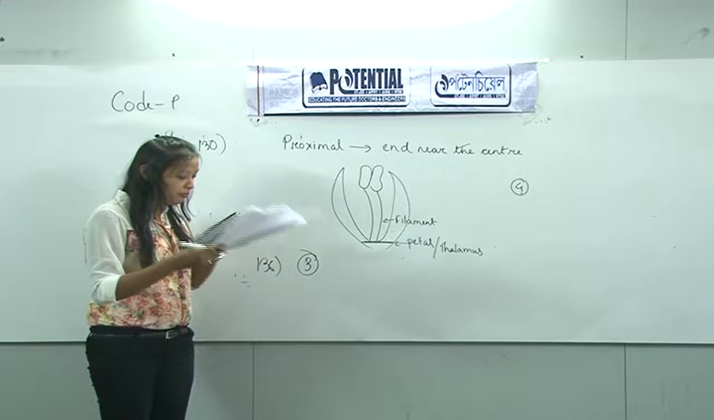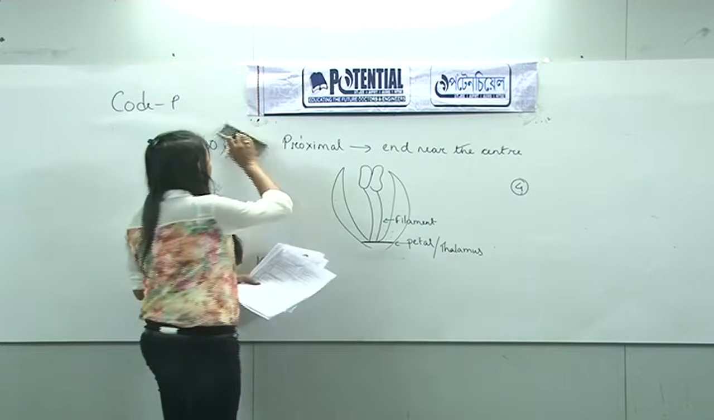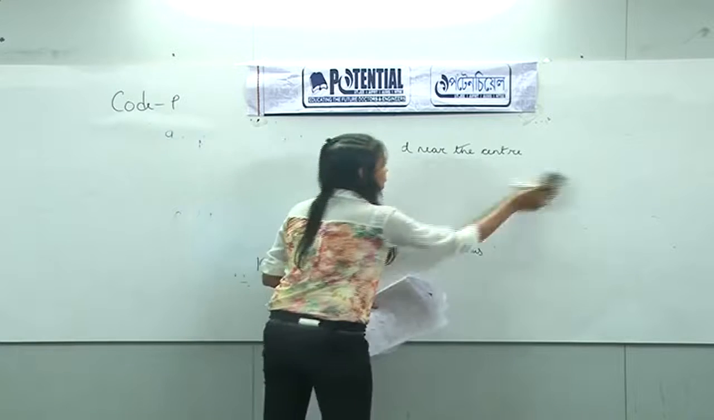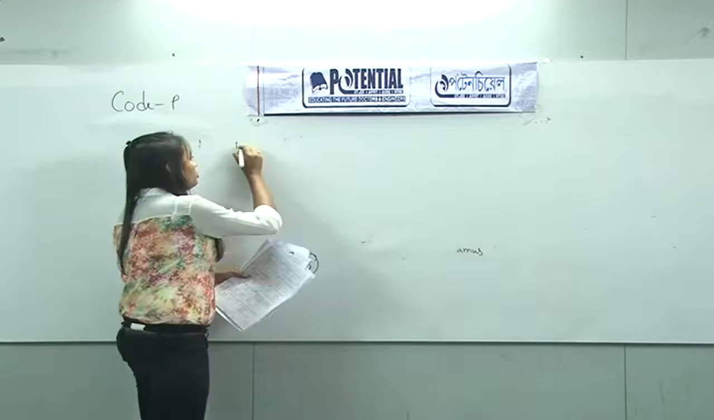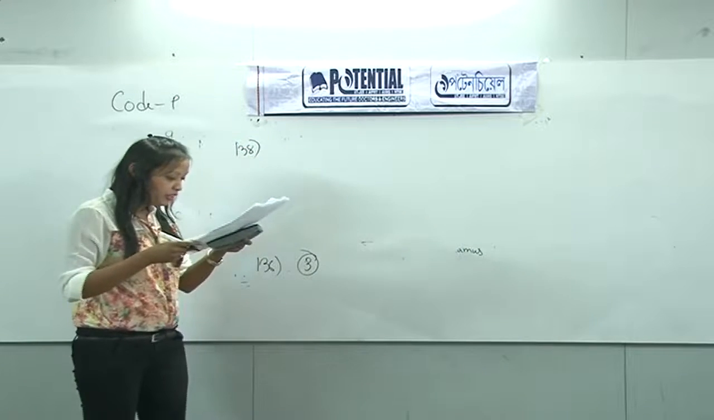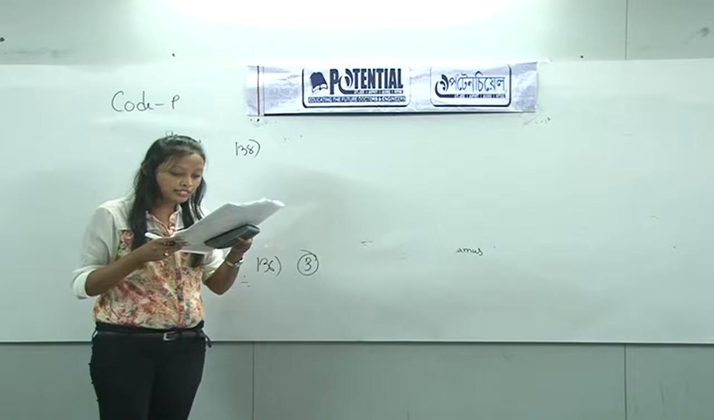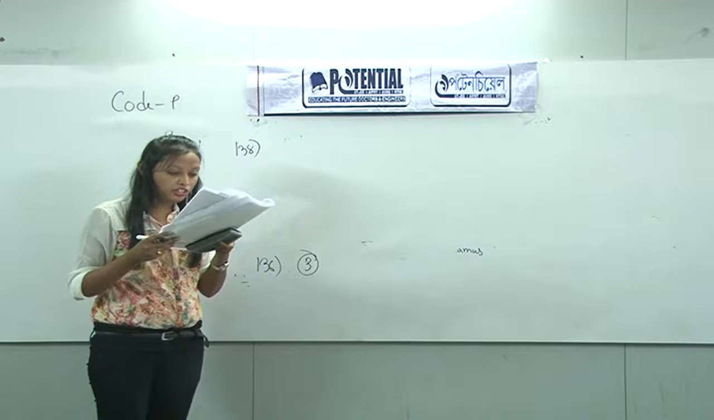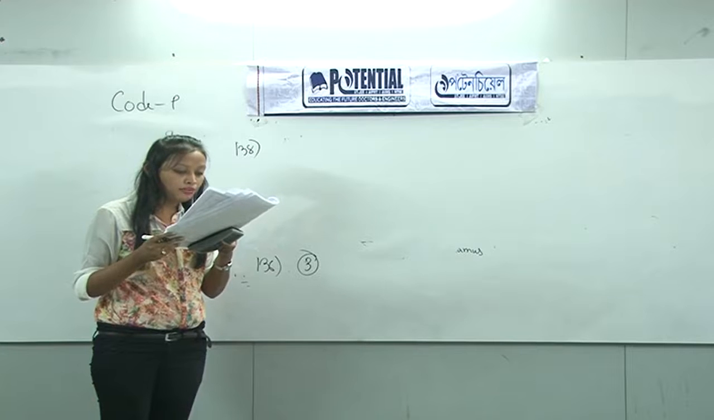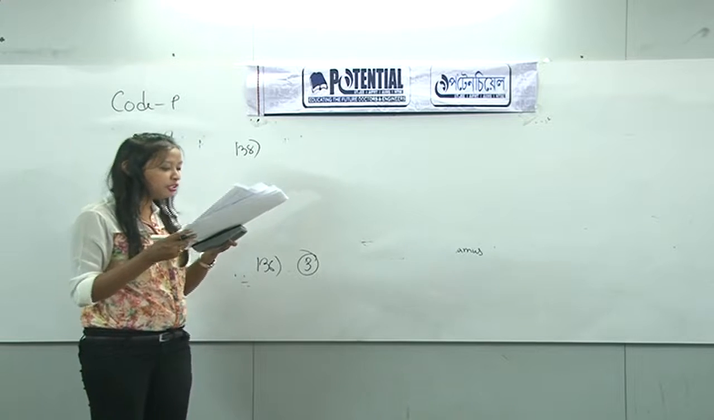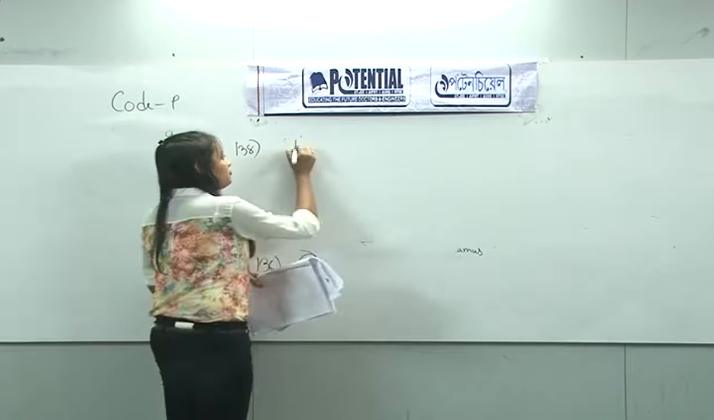Next, move to question number 138. Which of the following is not a stem modification? Option 1: pitcher of Nepenthes, 2: thorns of citrus, 3: tendrils of cucumber and 4: flattened structures of opuntia. So option 1, what is given? Pitcher of Nepenthes.